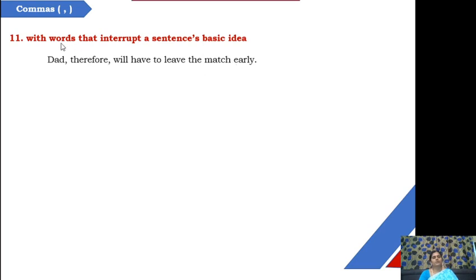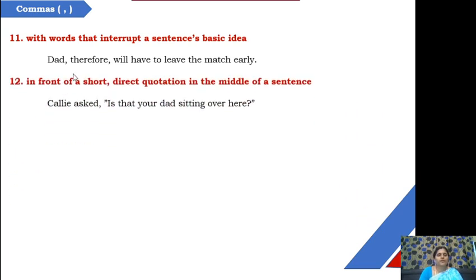That means this word is trying to refer to some reason given earlier. So, Dad, therefore, will have to leave the match early. Such words, if you get them in a sentence and they interrupt the flow of the sentence, are also kept in between commas. Now, in front of a short, direct quotation in the middle of a sentence: Callie asked, "Is that your dad sitting over here?" So before the quotation also we have to use a comma.